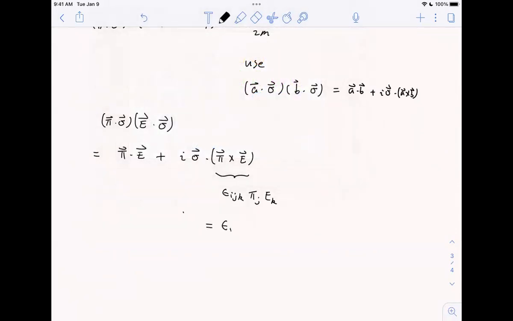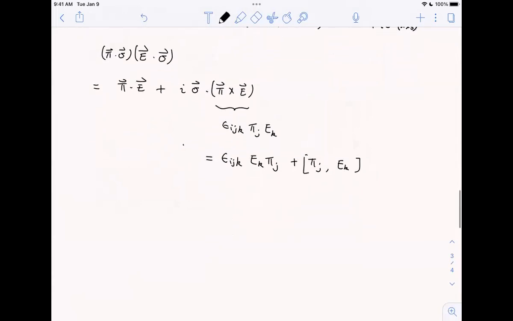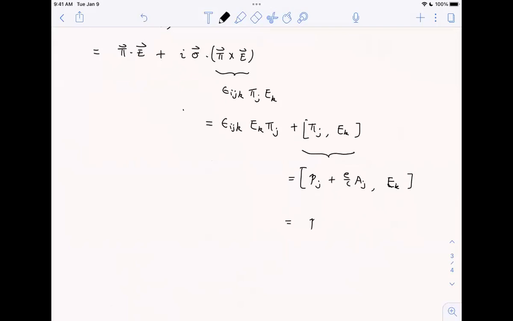And then here we apply the same technique: reverse the order, and then take the commutator. So what is this commutator? This commutator equals pi j, this is j, plus EC over A J, E K. Then this will be P J, E K, and this is negative. So negative EC over A J, E K.